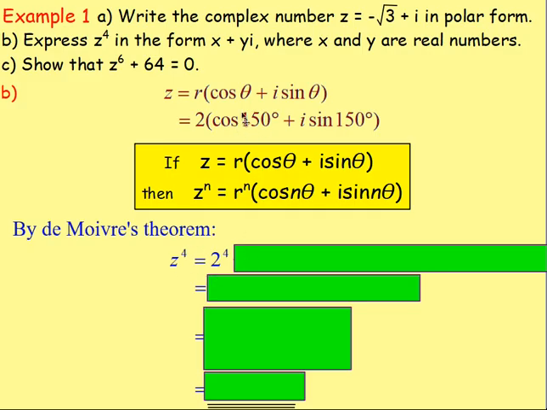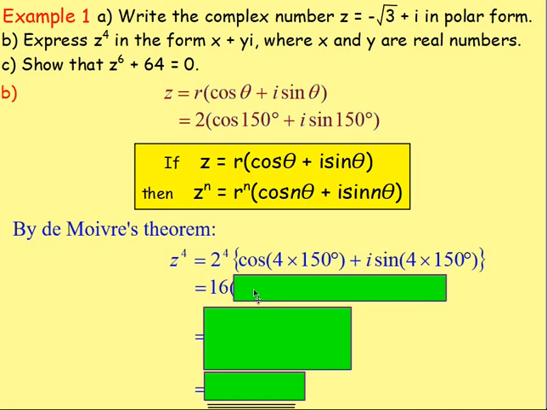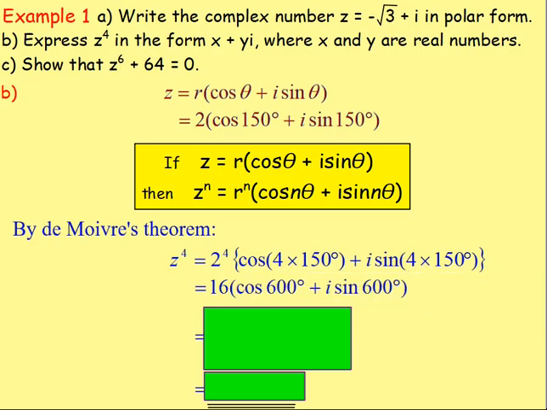We want z to the power of 4, so it's the modulus to the power of 4. And with the argument, with 150 degrees, what we do is we multiply that by 4. So we'd have cos of 4 times the 150, plus i sine, and again it's 4 times the 150. If you work that out, 2 to the power of 4 gives you 16, and 4 times 150 would give you 600 degrees. So you've got 16 bracket cos 600 plus i sine 600.